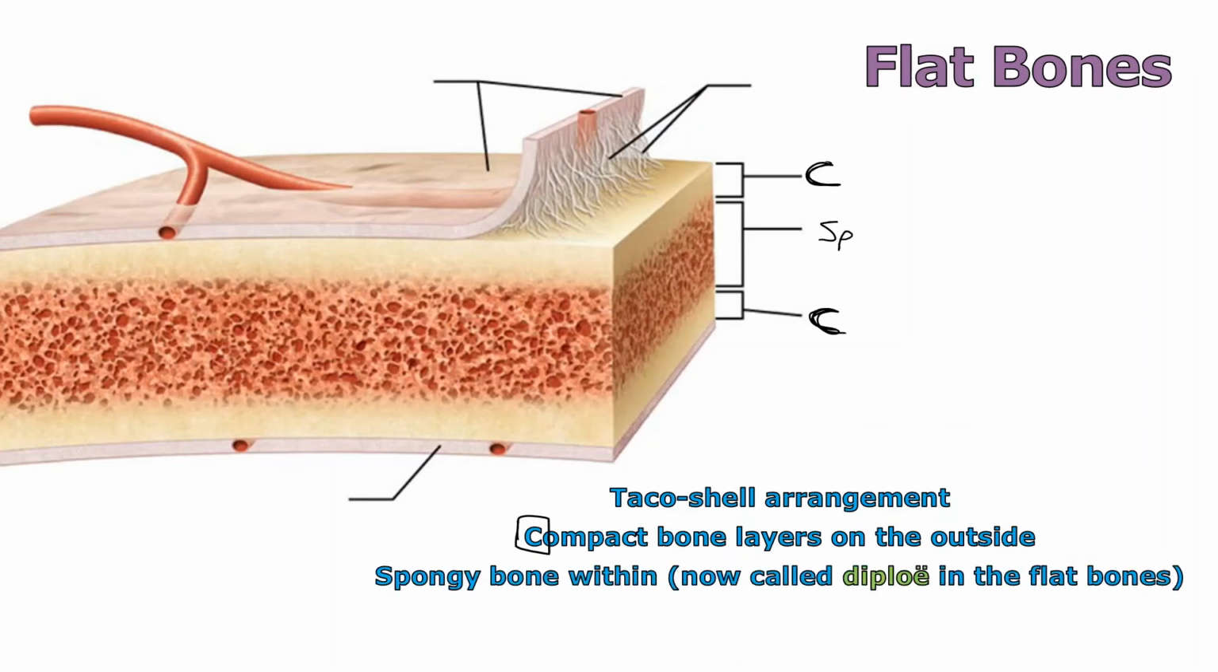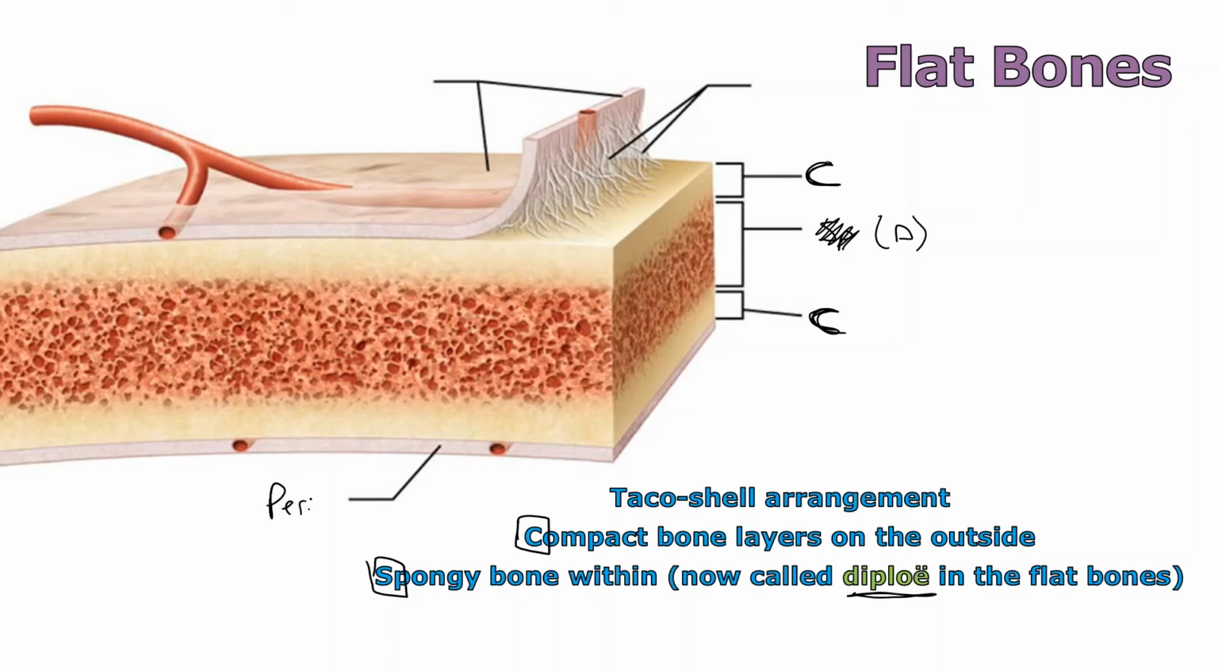Now, the only thing that's different is the spongy bone is now referred to as diploë bone, with the funny little umlaut on top of the E. So really, the spongy bone in flat bones is now referred to as diploë bone, even though it is spongy bone. Now, what is the rest of this stuff?